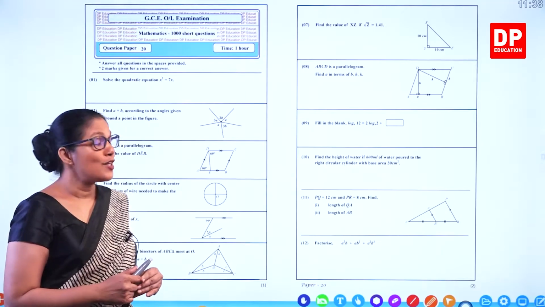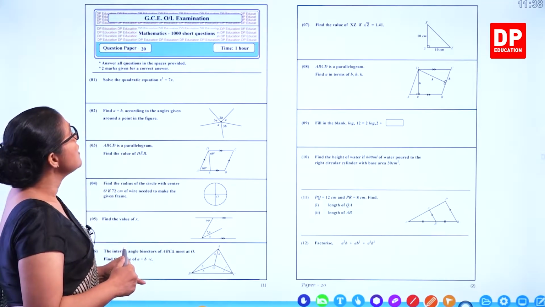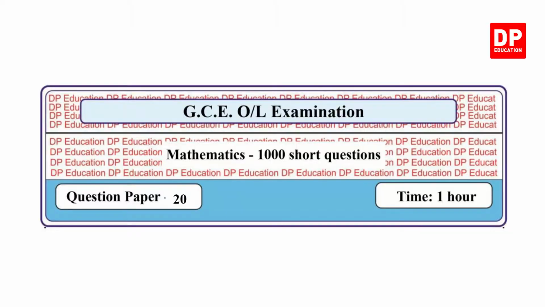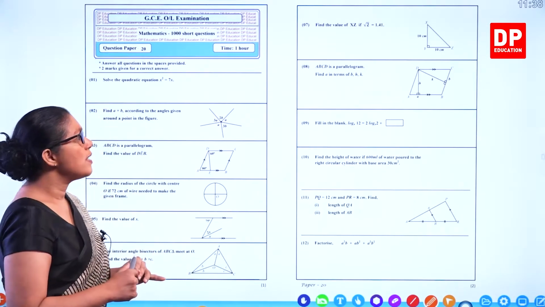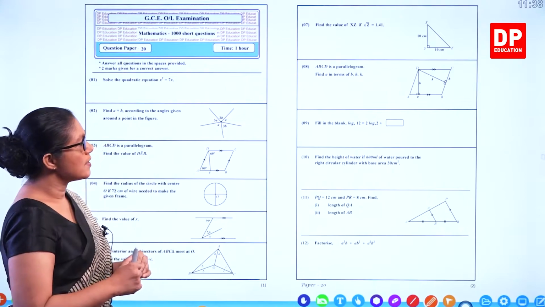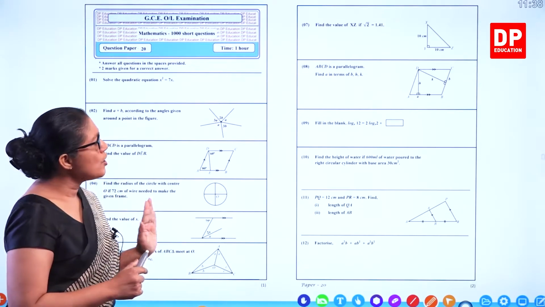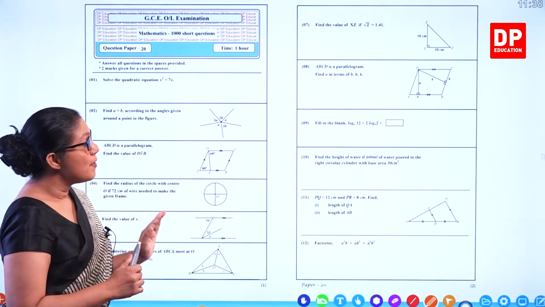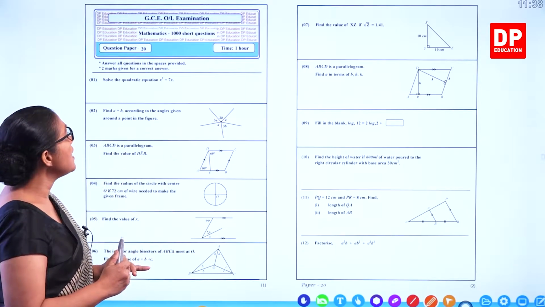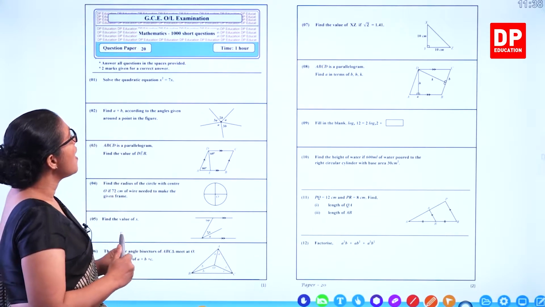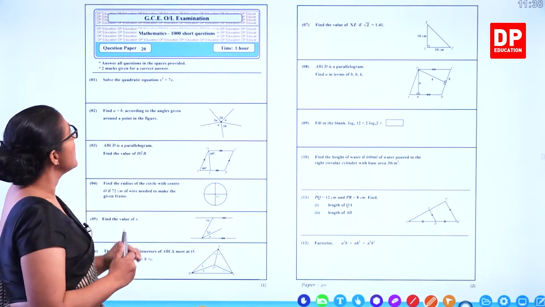Hello students, today I am going to do GC O-Level Examination 1000 Short Question Series, Question Paper 20. So this is also a 1 hour paper and you get 25 short questions. So try all 25 questions before you look at my video. Spaces are provided, so you can give the answers in the space here.